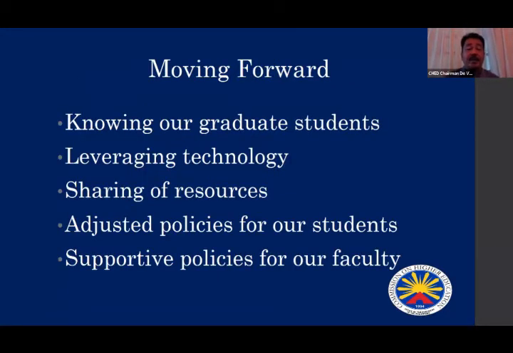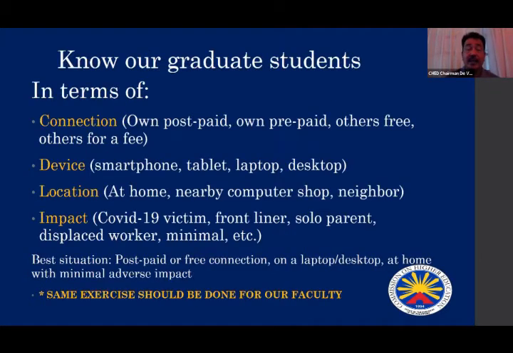So there are 5 areas that I wanted to put on the table for discussions as we move forward. One is knowing our graduate students. The second is leveraging technology. Third is sharing of resources. Fourth is adjusting policies for our graduate students. And fifth, formulating supportive policies for our faculty. These 5 areas are not meant to be all the areas that will be taken up, but I thought these are the areas that we can start discussions on.